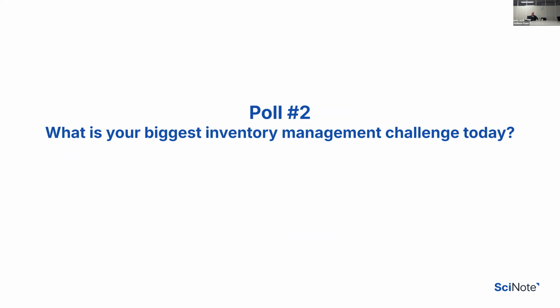Just click and let me know, and I'll share the poll results at the end as well. Okay, let's see what the answers are. Linking inventory, cool. Answers are piling in. Keeping inventories up to date, linking the data with experimental data. Yeah, I agree, that one is a very common one. Tracking usage and consumption. I see this one has the most votes currently.